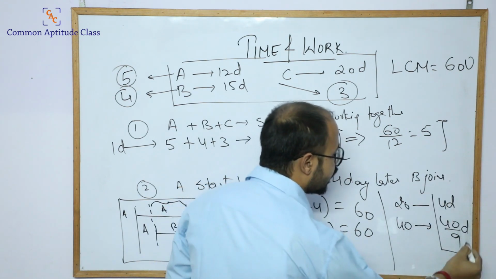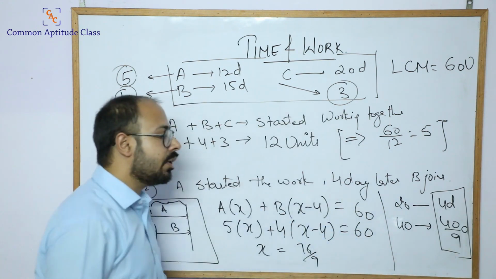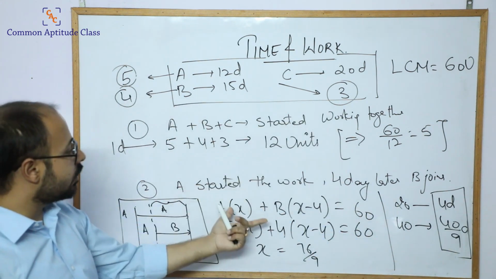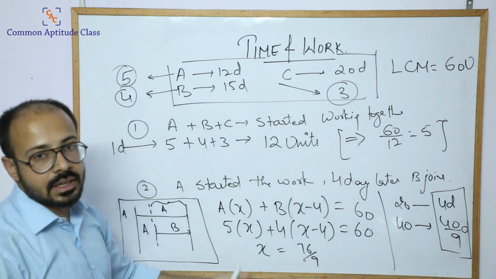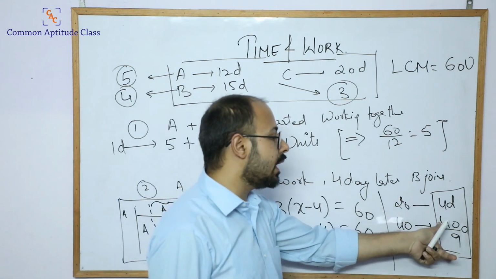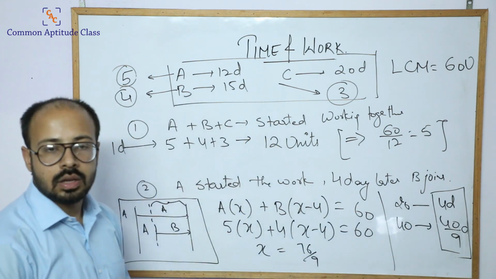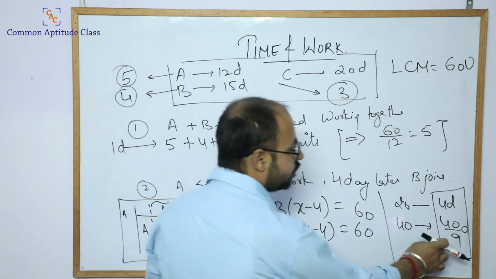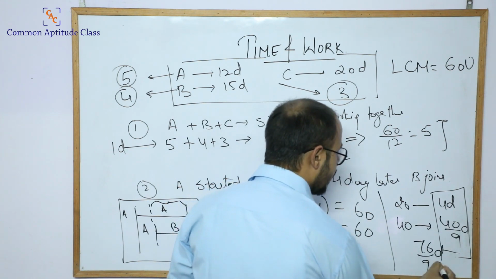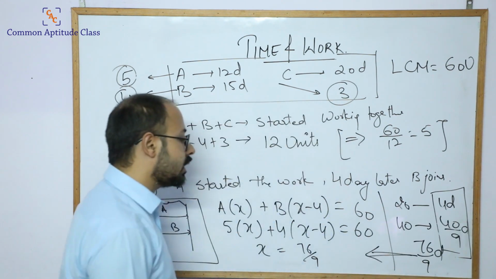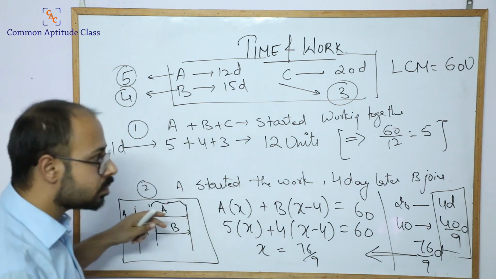So collectively, they have taken these many days. Now if they ask for how many days A and B were working together, that is 40 by 9. How many days did they take to complete the work? That is 40 by 9 plus 4. The answer will remain the same. Take the LCM. 36 plus 40, 76 by 9. 76 by 9. Both are the same. This is how they do it.